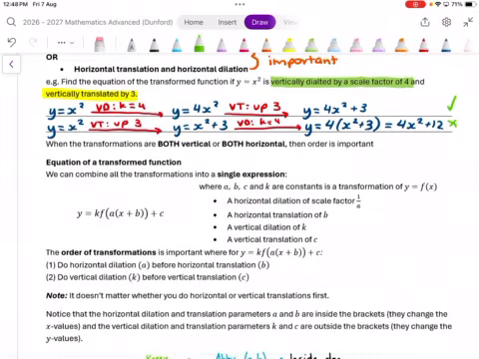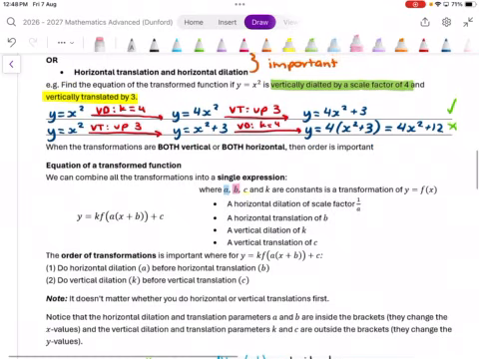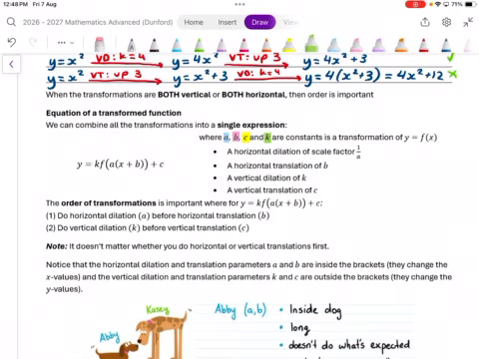So when we combine everything together, we want to remember this formula, okay? It's going to be really important for us. So what we have is our a, our b, our c, and our k. Okay, they're all constants of our transformation of y equals f of x. So we have that y equals k f of a(x plus b) plus c. f just stands for our function, so any function that we're dealing with.